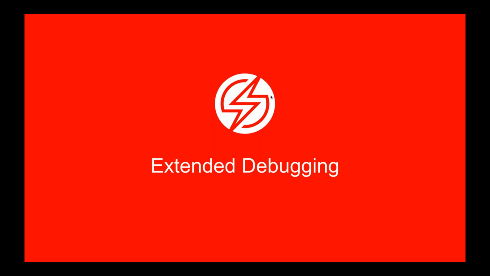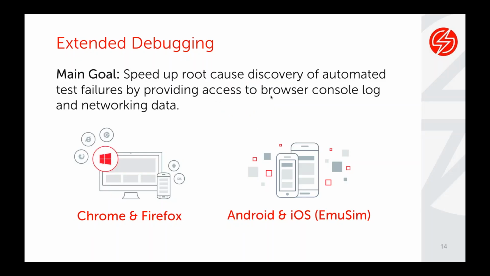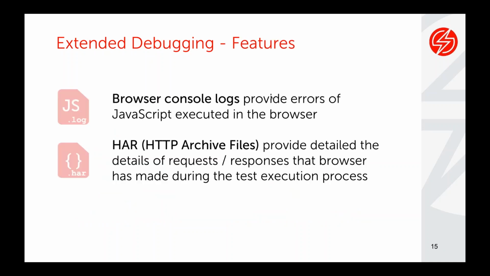All right, extended debugging. Let's talk about how we troubleshoot and fix these flaky tests once we identify them. Extended debugging is also brand new, just went GA, and the main goal here is to speed up root cause discovery of automated test failures by providing access to browser console log and networking data. Today, that's available on Chrome and Firefox on our desktop VMs, and it's coming out soon on Android and iOS. So basically, on all of our virtual devices, you'll have access to these two new debugging resources. And so let's talk about these two resources.